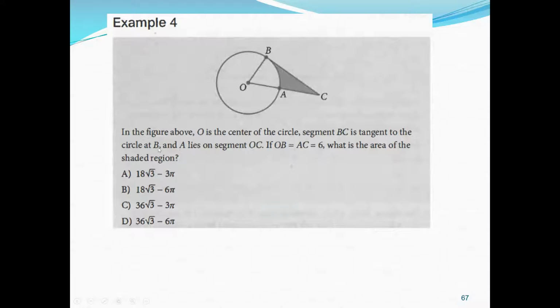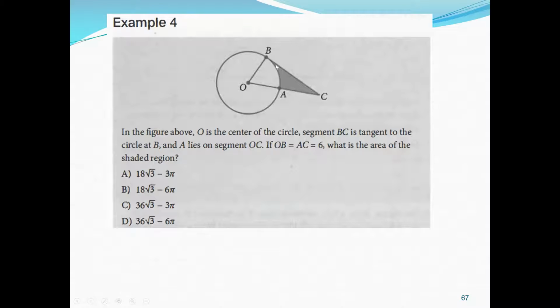Then we go on, and A lies on segment OC. Okay, that's what we also see here. That's a second condition. OB is equal to OC is equal to 6. So OB is 6. AC is 6. What does that mean? Well, because we know OA is also a radius, equivalent to OB. So OA equals OB equals AC. So OA equals AC, that means what? OC is double OB.